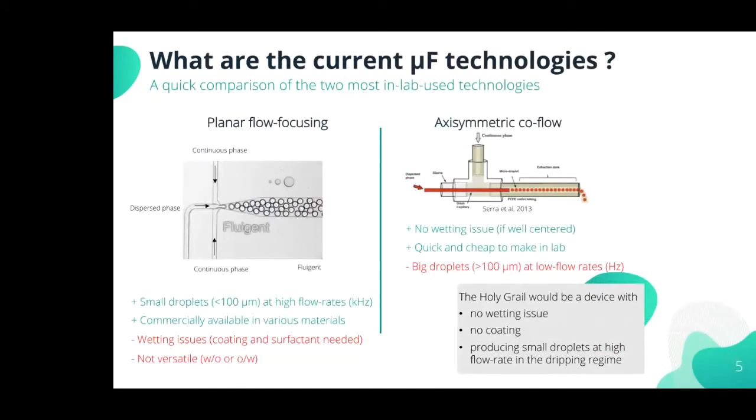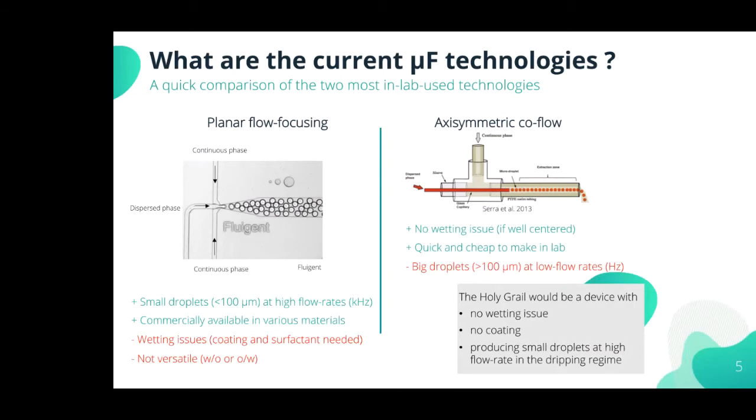Now let's look at the existing microfluidic technologies for droplet generation. I know that there are lots of them, but I will only focus on the two most used in academic and R&D labs. The first is the planar flow focusing. A liquid phase called the dispersed phase or droplet phase is pushed into a cross junction. And in the cross, the dispersed phase is laterally squeezed by another immiscible phase called the continuous phase. As a result, the jet of the dispersed phase is pinched until a drop comes off.